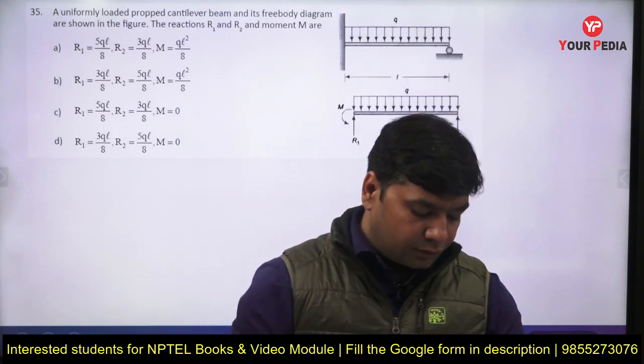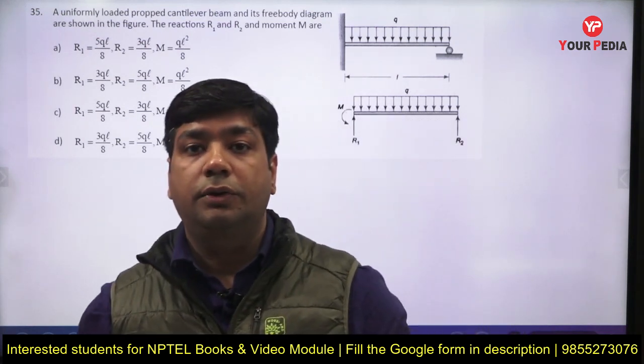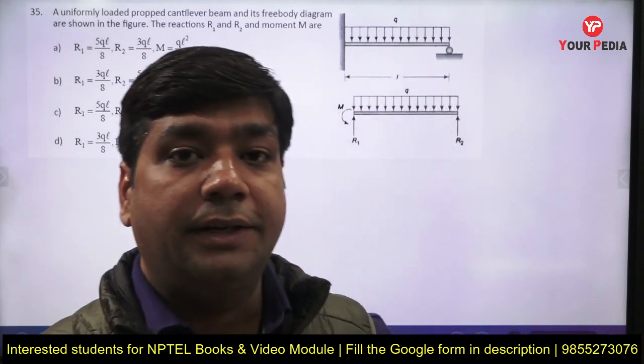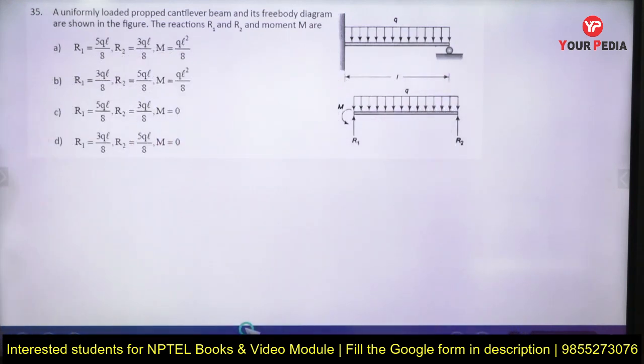This question also contains some concepts. So here I am taking the question and also defining the concept behind it. Okay, so this is our question. A uniformly loaded propped cantilever beam and its free body diagram are shown in the figure. The reactions R1 and R2 and a moment M R.